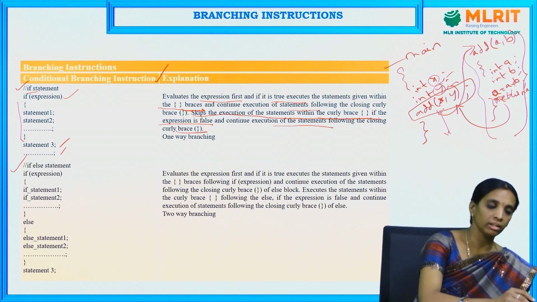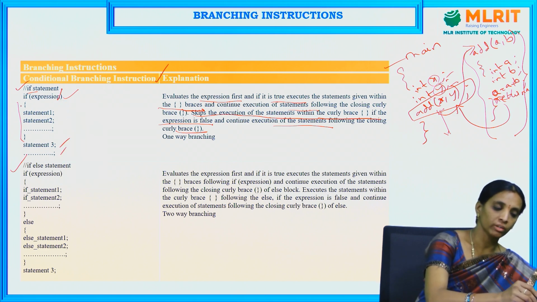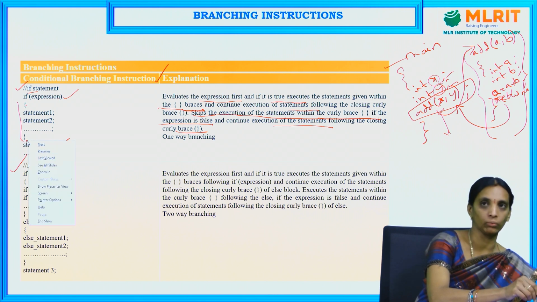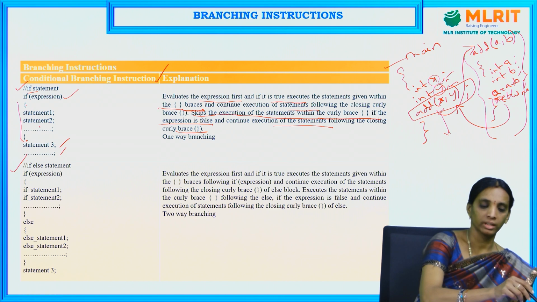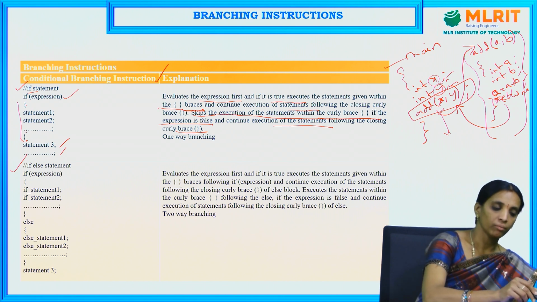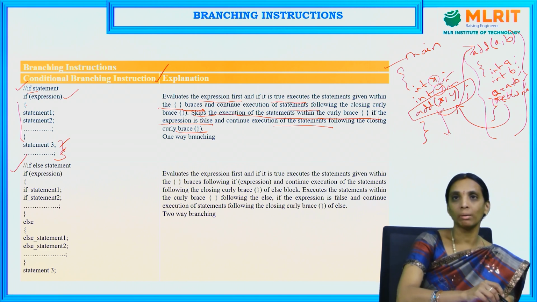So here if the expression is satisfied, that is true, then the statements in between the opening and closing braces will be executed, and if the expression is false, then the statements after the closing braces are executed. So this is the branching program execution.